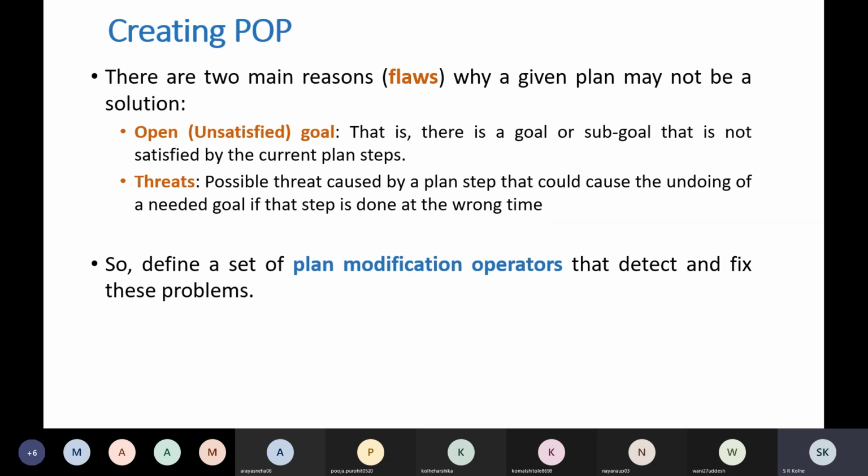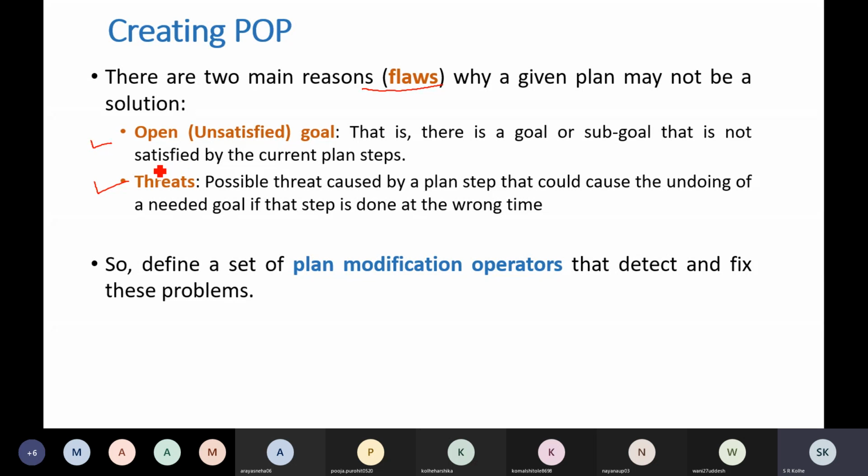Now, how to create a partially ordered plan? There are two main flaws or reasons why a given plan may not be a solution. So always we should be careful about resolving the flaws. Okay, what are those two flaws or reasons? One is unsatisfied goal, or open goal we say, and another one is threat.